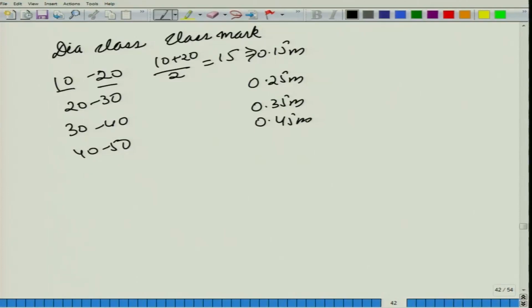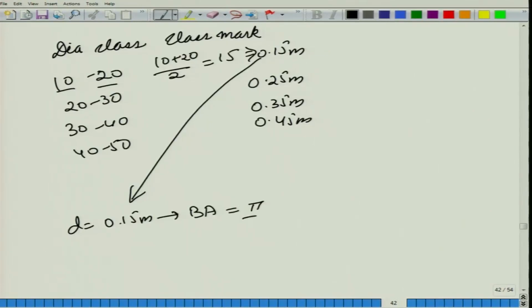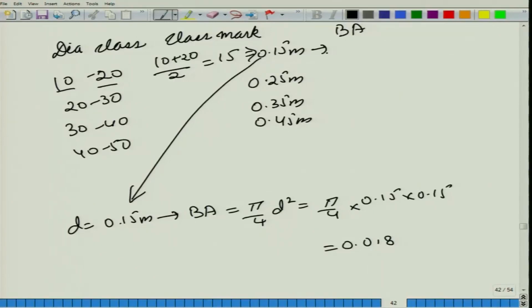Now, consider a tree with this diameter, D equal to 0.15 meter. What will the basal area be? Basal area is given by pi by 4 D square, which is pi by 4 into 0.15 into 0.15, is 0.018 square meters. Similarly, this will give us 0.049 as we had calculated in a previous example. This will give 0.096 and this will give 0.159 square meters. So, this is the basal area per tree.